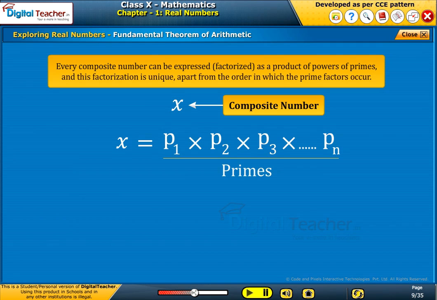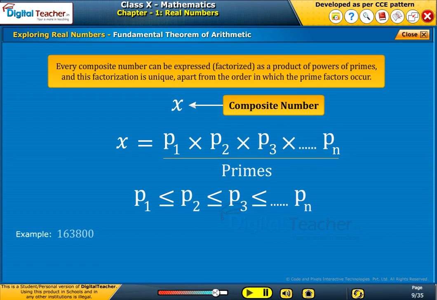If we use the same primes, we get all the powers of primes. When the primes are arranged in ascending order, we get p1 less than or equal to p2 less than or equal to so on up to less than or equal to pn. Then the factorization of the number is unique. For example, 163800 can be written in terms of product of prime factors as shown.